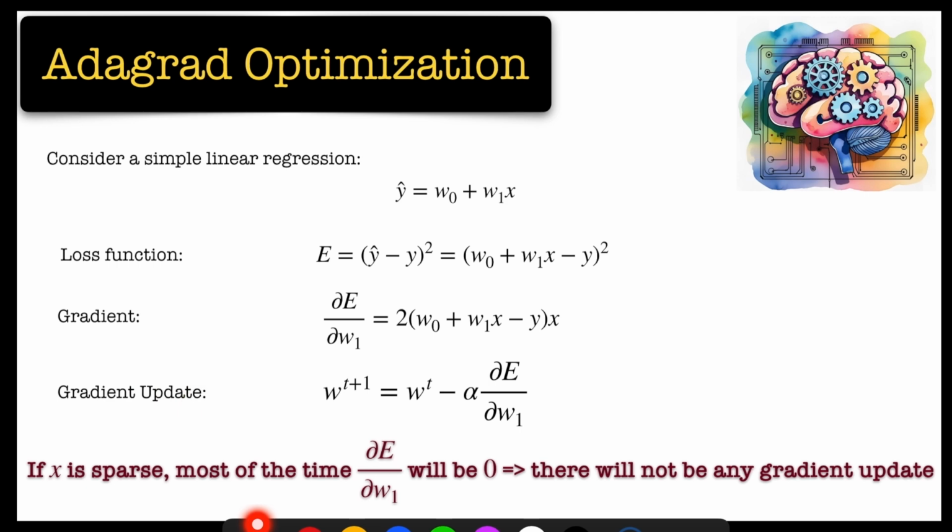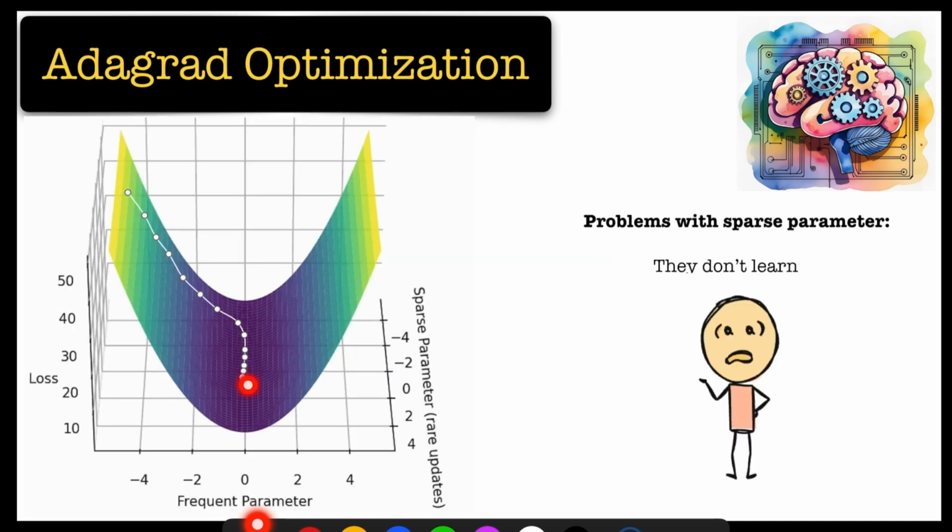The gradient update considering only w1 is Wt+1 equals Wt minus alpha times del E del w1. If x is sparse, then most of the time this will be 0, because we are multiplying with x. So del E del w1 will most of the time be 0, and we are not deducting anything. In most cases Wt+1 will be Wt, so there will not be any gradient update on the w1 side.